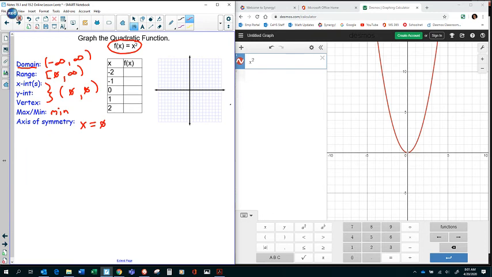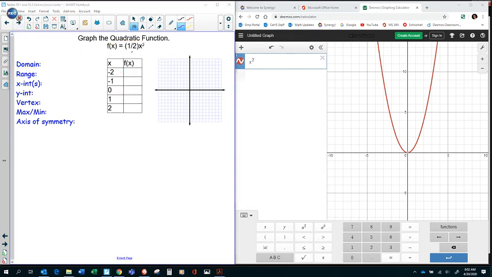That's why this is called the parent graph. It starts at 0. It's just the basic graph. It has a minimum because that's the low point, and the axis of symmetry is the actual y-axis, which is x equals 0. This part in the middle here, we're not going to do. That's when you graph it by just plugging the -2 into the equation, getting the x value, and plotting it yourself, which is a little bit more difficult and less accurate than doing it on Desmos.